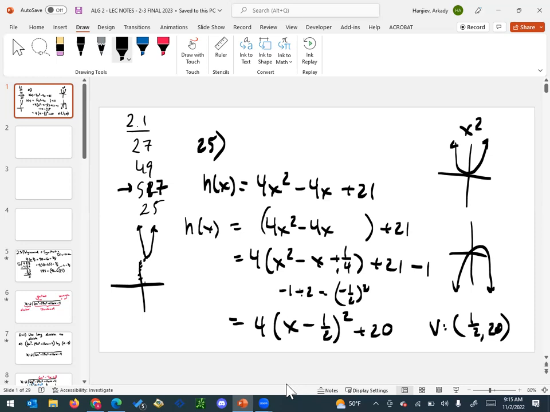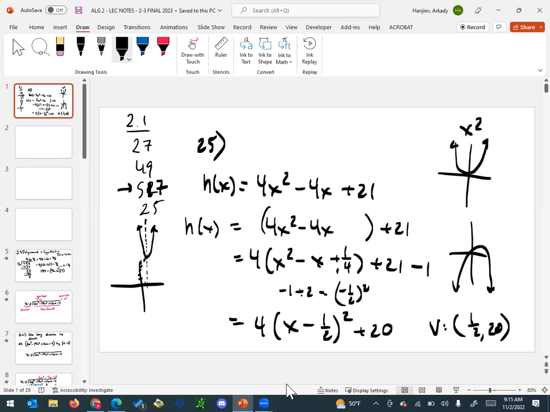For 13 through 27, we're supposed to find the vertex and then the axis of symmetry. Axis of symmetry is this line of symmetry right here, right? It's the x coordinate that comes down. So let's do this real quick so we can do it all.